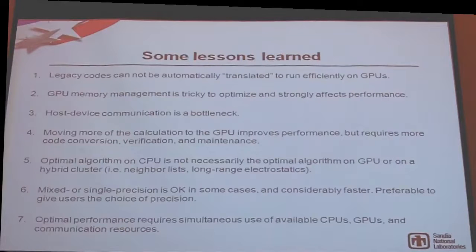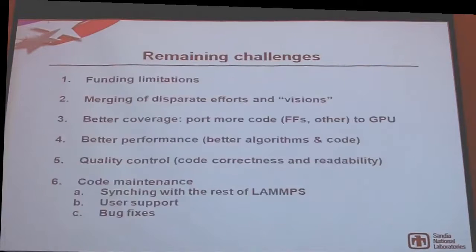The optimal algorithm on the CPU is also not necessarily the optimal algorithm on the GPU or on a hybrid cluster. So you may even need to change the underlying algorithm, not just the way that it's coded up. And that's a real challenge. Mixed or single precision is okay in some cases, I would argue, and it's considerably faster, but it's preferable to give the users the choice whether to use single, double, or mixed precision. And optimal performance requires simultaneous use of all available compute resources. Ideally, the software will take advantage of all the CPU and GPU or whatever compute resources are available on a given node.